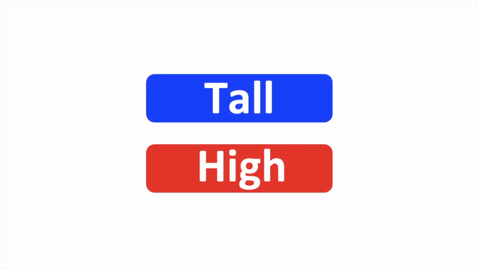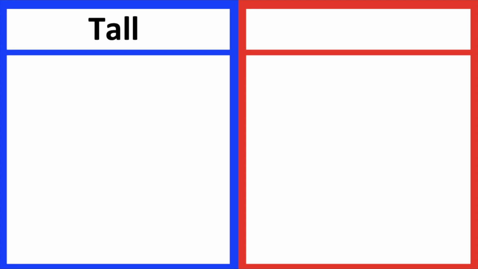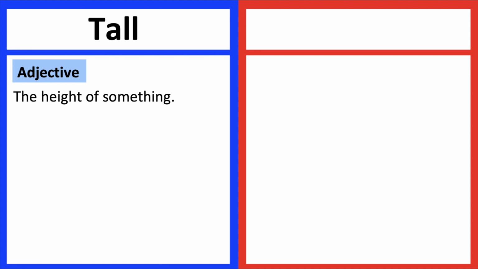Tall, high. In this lesson, I will go through the difference between these two words. Tall. Tall is an adjective and it refers to the height of something. So this is the vertical length of something that's usually standing, and the length is above average. So this can describe a person, an animal, or things like buildings, houses, etc.